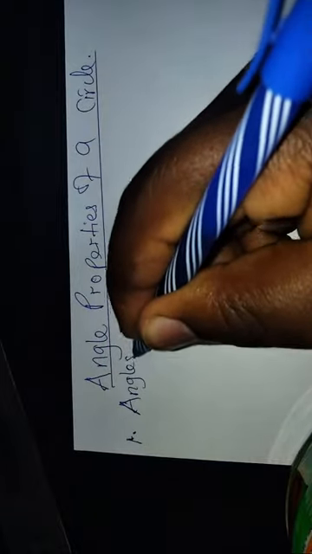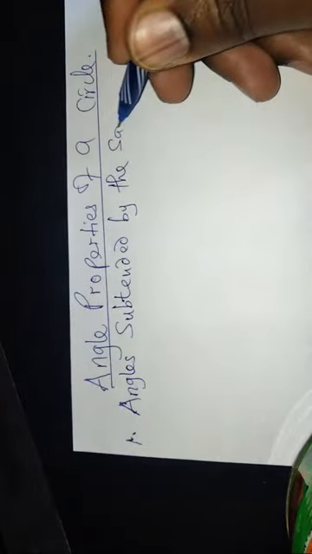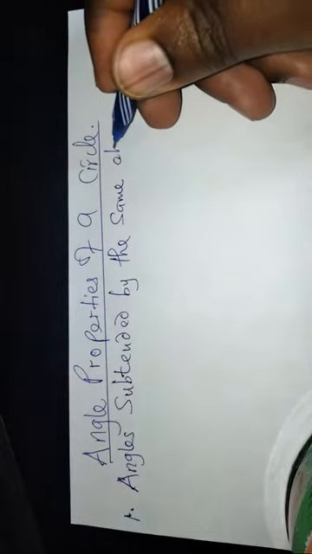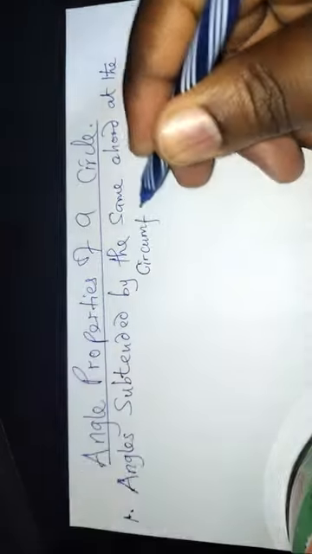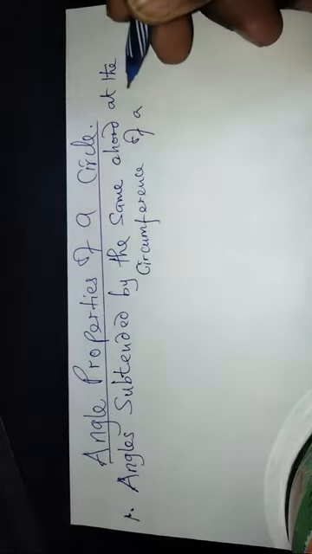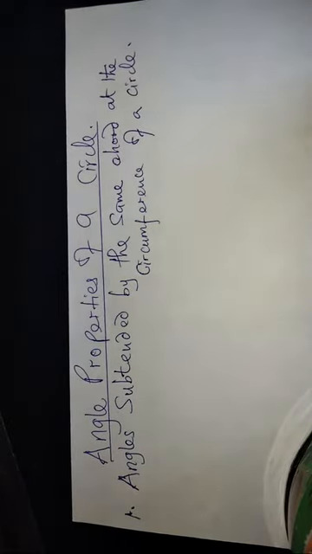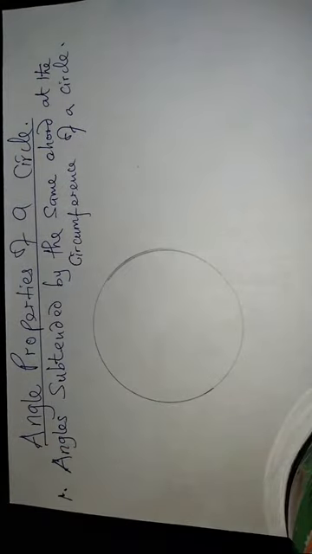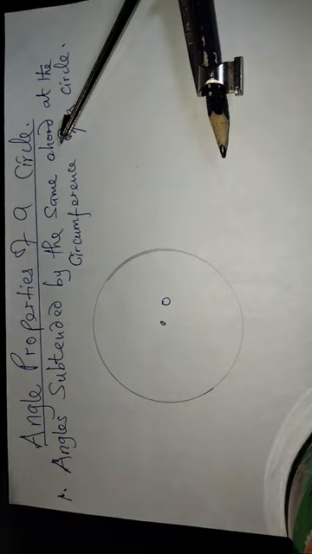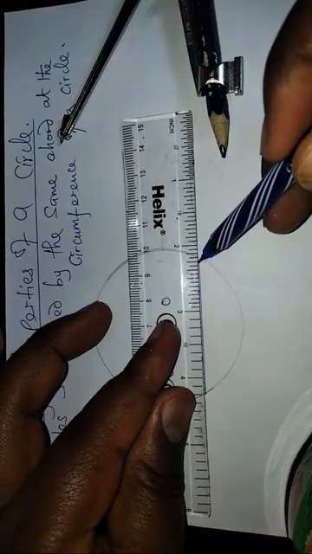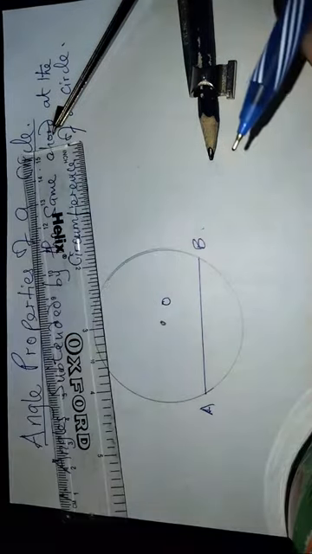Angles subtended by the same chord at the circumference of a circle. Remember, if we draw a circle here, I can pick a certain radius, then have a center O, and make a circle. Whatever we call a chord is a line which joins two points on the circumference of the circle. For example, AB is a chord.